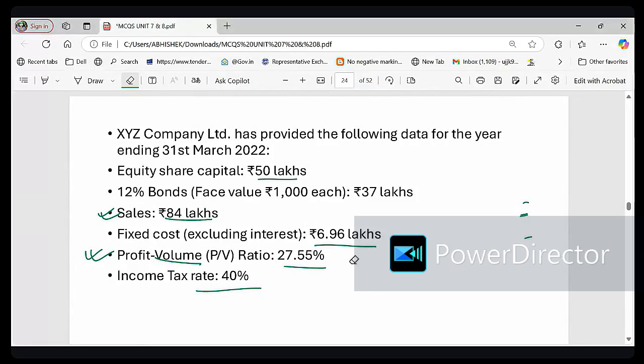Now friends, we have to calculate the contribution first. So how to go about calculating the contribution? The formula is simple. To calculate the contribution, we need to multiply the sale by the P by V ratio. This formula you have to remember, this profit by volume ratio. If you multiply by the sale, right?